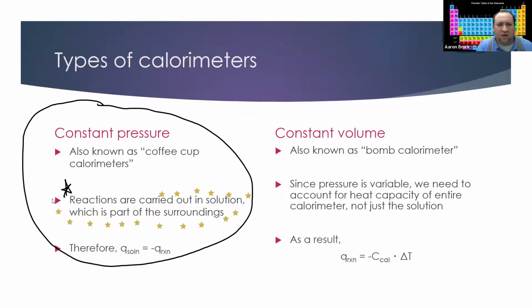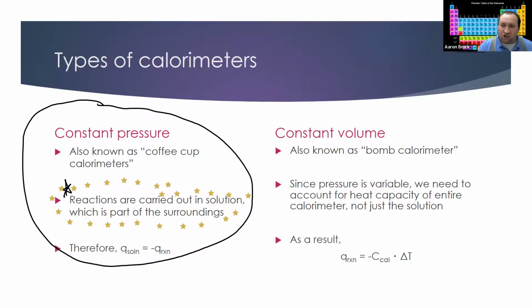The thing that we have to understand, that's really important for us, is that when we use coffee cup calorimeters, that means that the reaction itself is being carried out in aqueous solution usually. Aqueous solution is actually part of the surroundings. So the Q values that we calculate for the solution are going to be the opposite of the Q values for the chemical reaction itself. So if the temperature of the solution goes up, that means that for the solution, it was an endothermic process. For the reaction, it's actually an exothermic process, because in order for the solution temperature to go up, that heat had to come from somewhere. That somewhere was the chemical reaction.